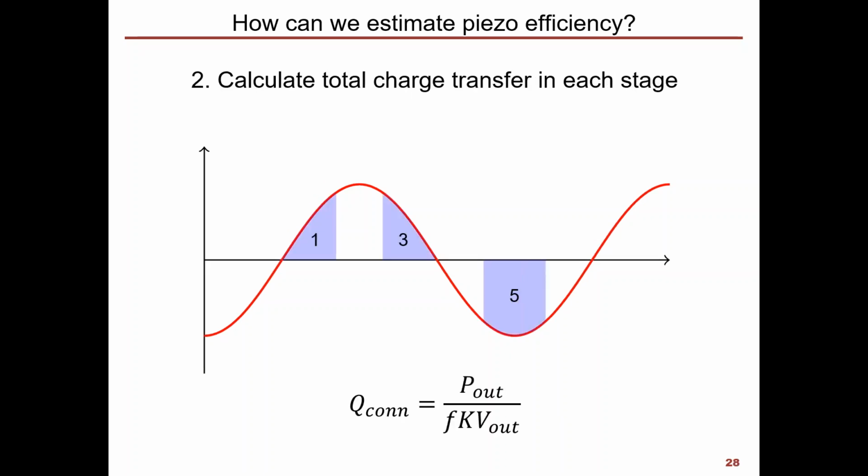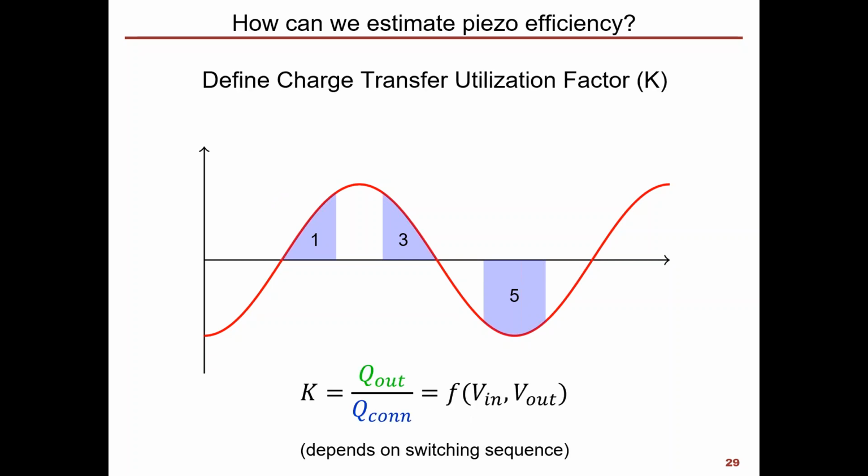We can then calculate, well, what's the total charge transfer in each stage? So we look at this from the perspective of, if the piezo has a certain amount of charge to deliver to the load, what does it have to transfer in each stage? And so for connected and zero stage charge transfer, the amount of charge that needs to be transferred is equal to the energy out, that's P out divided by the frequency, also divided by the voltage. So that gives the charge transfer out. We're also going to divide by a K factor, which we'll consider a charge transfer utilization factor, which means how much of this charge transfer in the piezo are we actually transferring to the output?